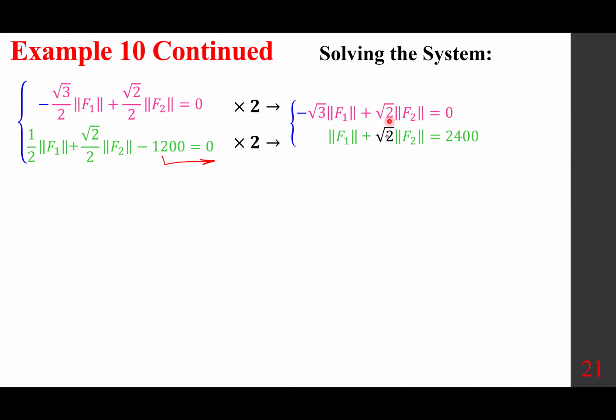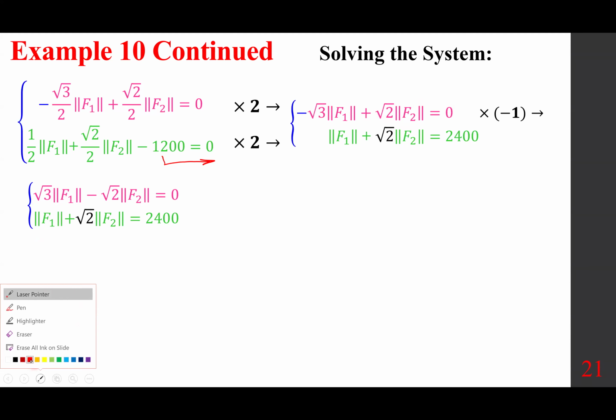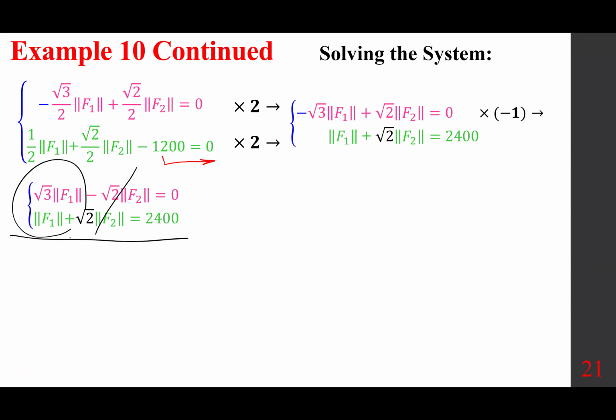You recognize they're identical. You can say subtract one from the other, or you can multiply this one, let's say, by -1. So this becomes positive, this becomes negative. And now you can add them up. When you add them up, these two cancel each other. So you have these two, which is square root of 3 plus 1 times the magnitude of F1. And so the magnitude of F1 is 2400 over square root of 3 plus 1. I hope you remember we had it on the previous page.